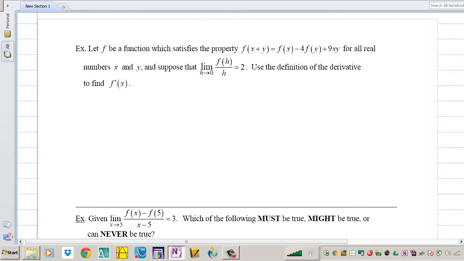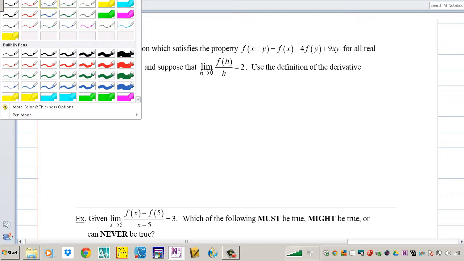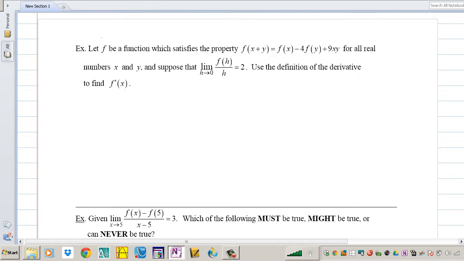So on the next page of 2.1, more on derivatives, we have another example. And this example says, let f be the function which satisfies this equation right here for all real numbers x and y. And they even give you a hint here. They give you a fact: the limit as h approaches 0 of f of h over h is 2, and then it says use the definition of derivative to find f prime of x.